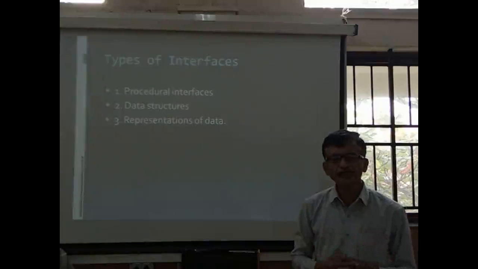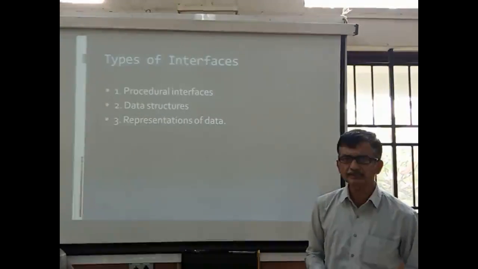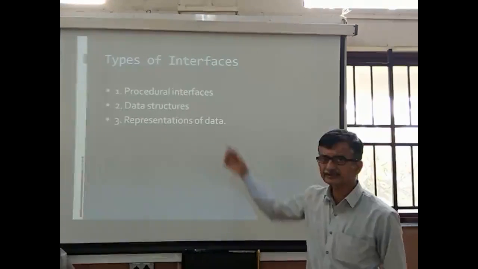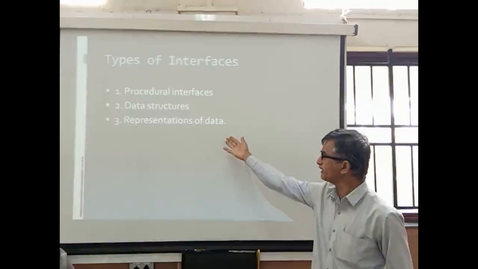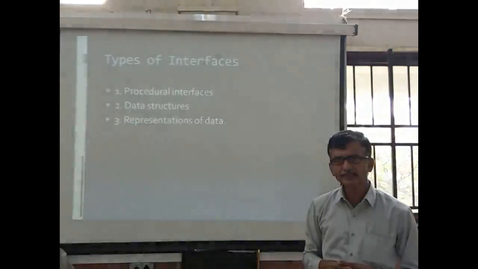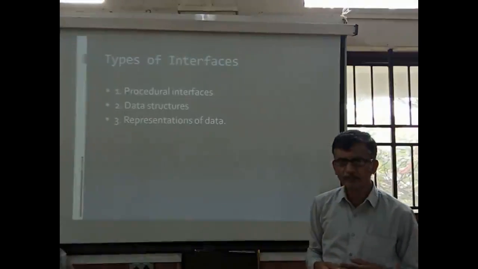Now, what are the types of interfaces? There are three types of interfaces: the procedural interface, the data structures, and the representation of data. These are the three types of interfaces that you can have. We will study them one by one.